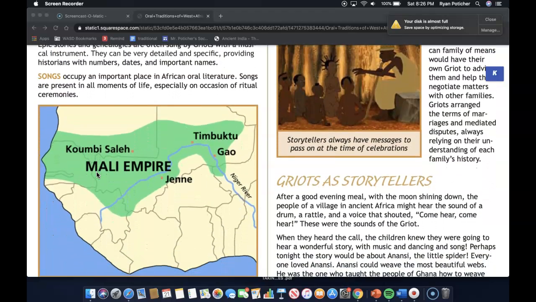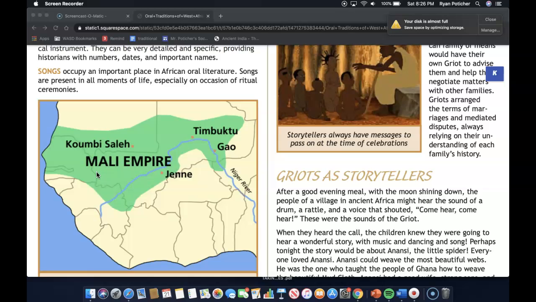Songs occupy an important place in African oral literature. Songs are present in all moments of life, especially on occasion of ritual ceremonies.